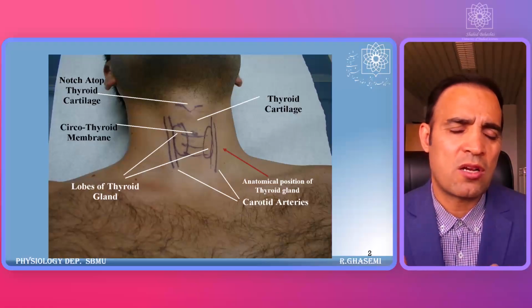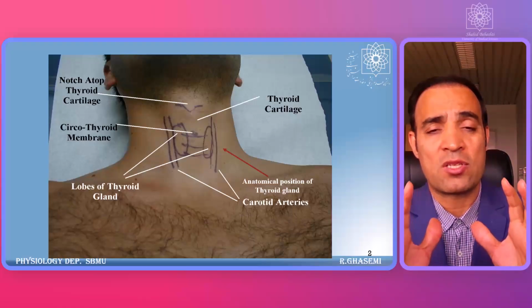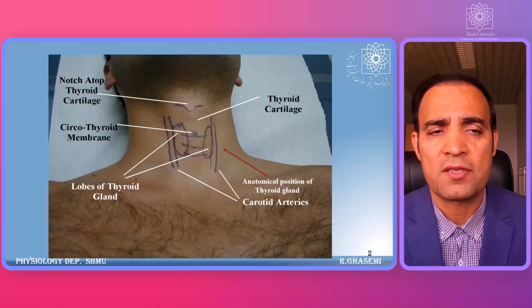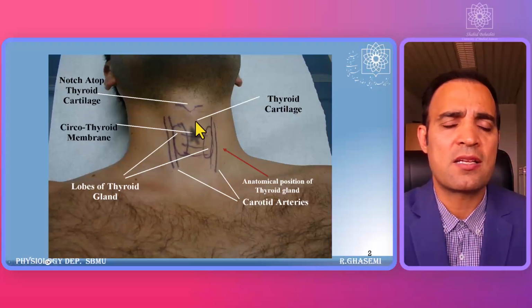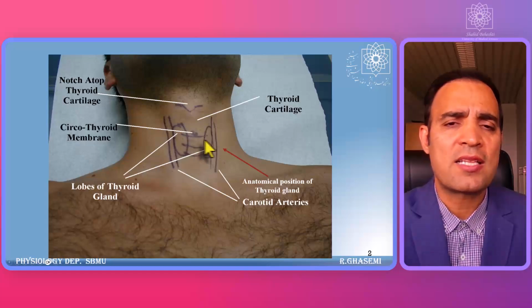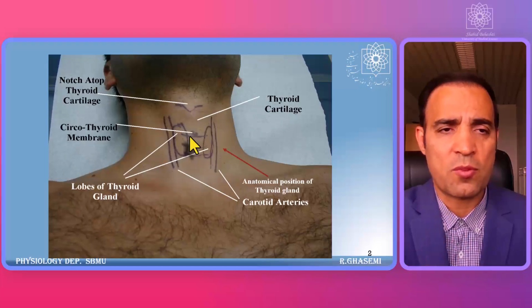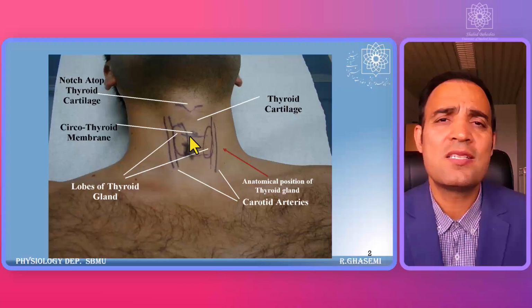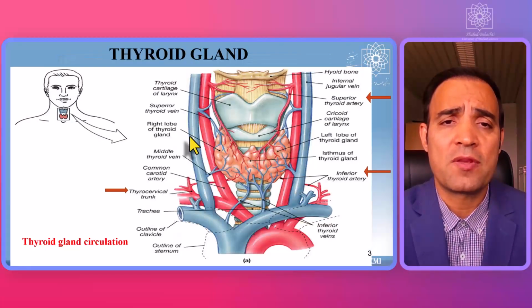If I want to show you the anatomical location and orientation of the thyroid gland in the anterior part of the neck, you can see that we have the thyroid cartilage at this part, and the thyroid gland is placed in the anterior part of this region. And as you can see, this gland is the most superficial gland that we have in the body.